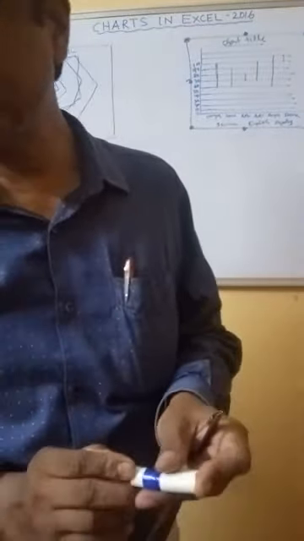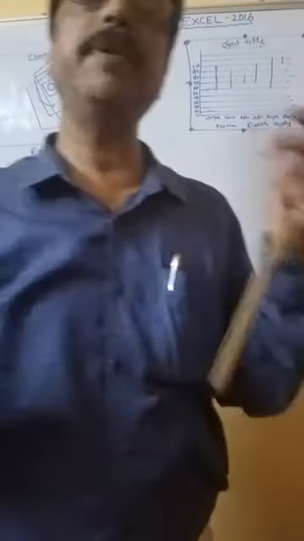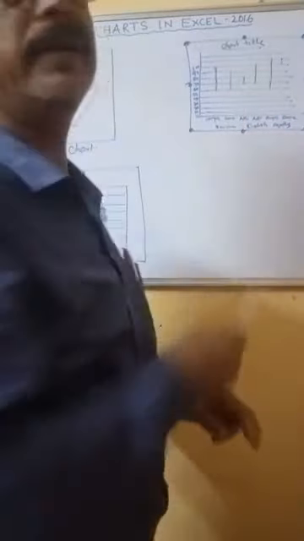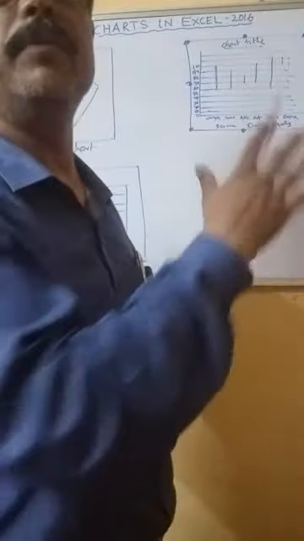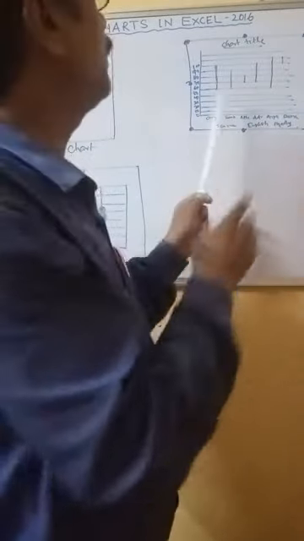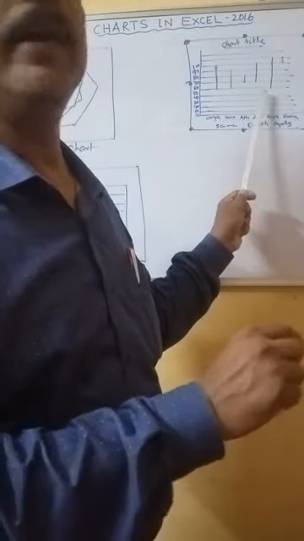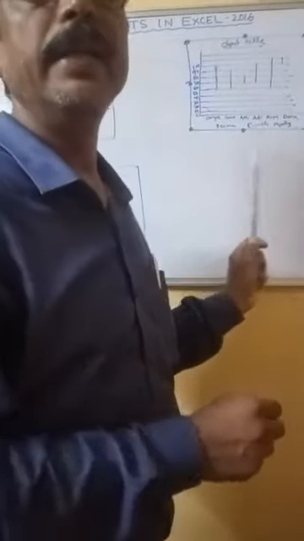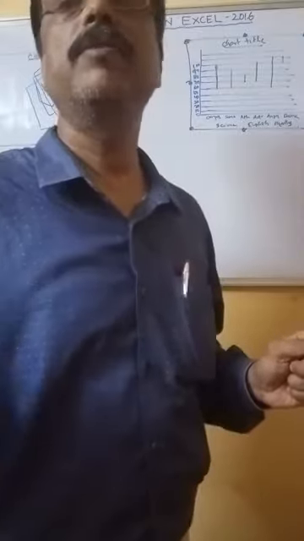The next thing is deleting a chart. Deleting a chart is very simple. Keep your mouse pointer over the chart area, anywhere, and click the left mouse button. Then automatically it will be selected, and this entire area will be selected. Thereafter, press the delete key once. Then automatically the complete chart will be finished.